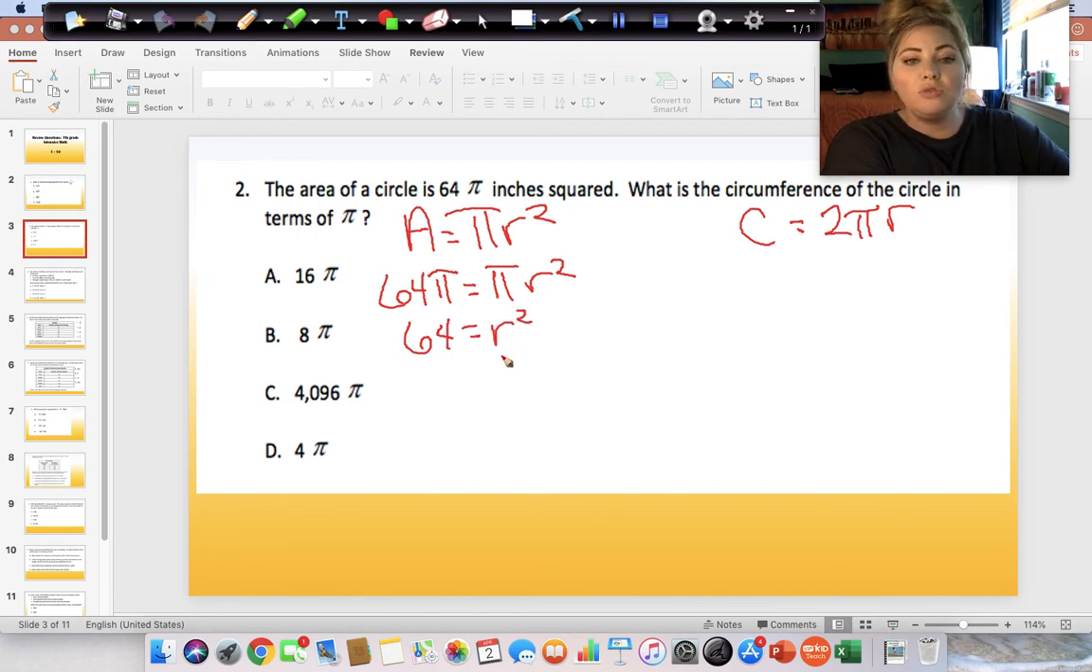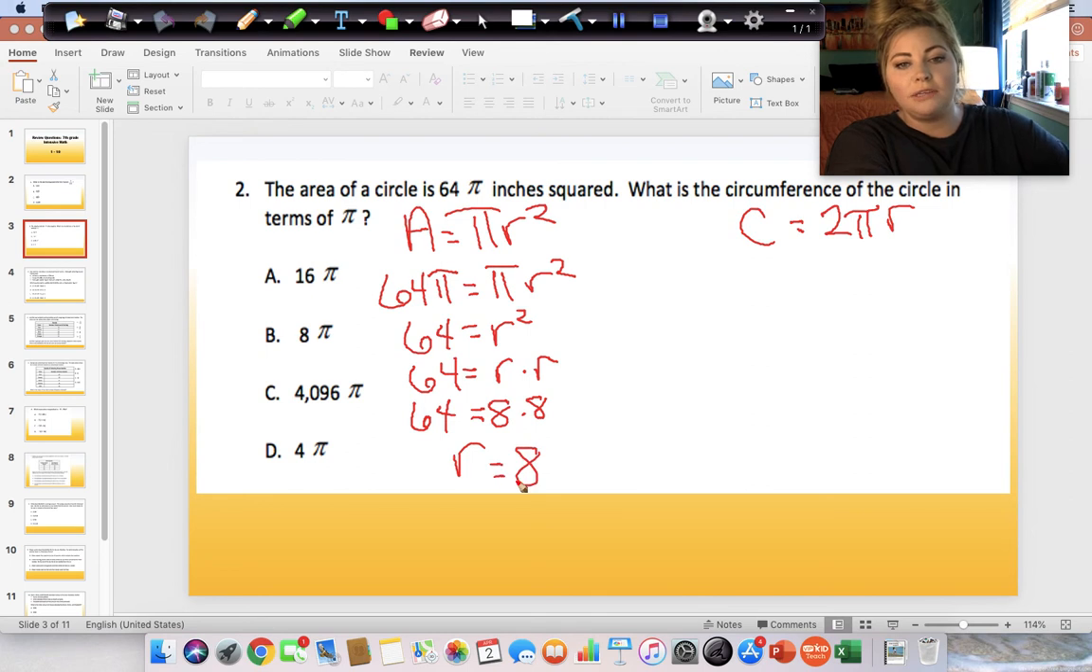So what two numbers, when multiplied times itself, gives us 64? We have to think about that. They have to be the same number because they are both r. So the two numbers that are multiplied together to get 64 is actually 8. This is when your multiplication facts really come in handy. So 8 times 8 gives us 64. So our radius then is 8. So r is equal to 8.